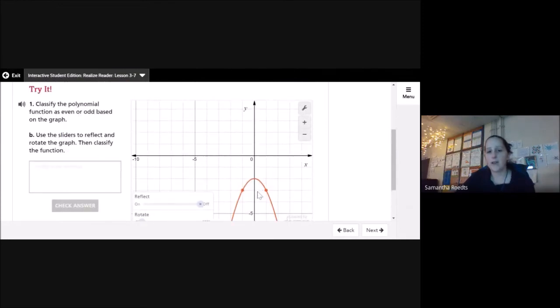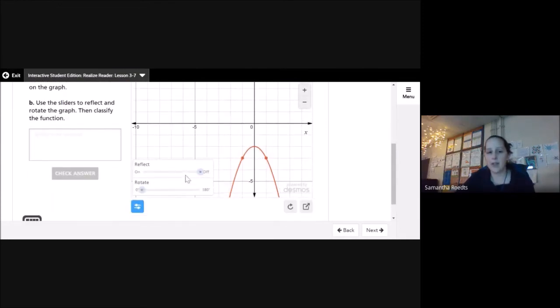All right, so I want to classify this polynomial. So let's look at the rotation first. So if I rotate it 180 degrees, it gives me this point right here. And if I reflect it, it gives me the same point. So this is an even function.